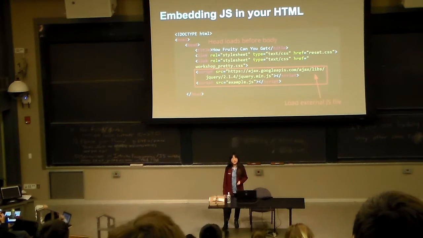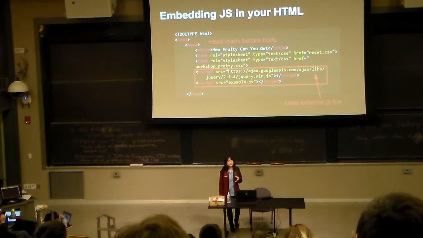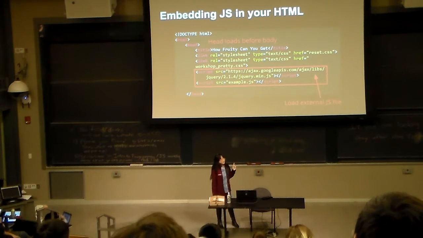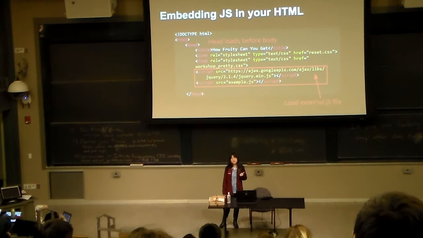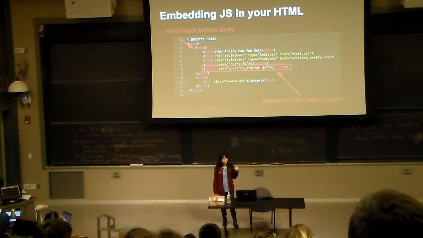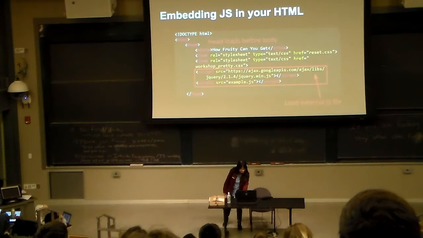For example, if you say, I want to access the div with class box, the head loads before the content inside the body tag of your HTML. So if you embed this example JS script in your head and you try to access the div with class box, that div doesn't actually exist yet because the body hasn't loaded yet. So one solution is to put your own custom code at the end of your body. I think I'm actually missing this body here.